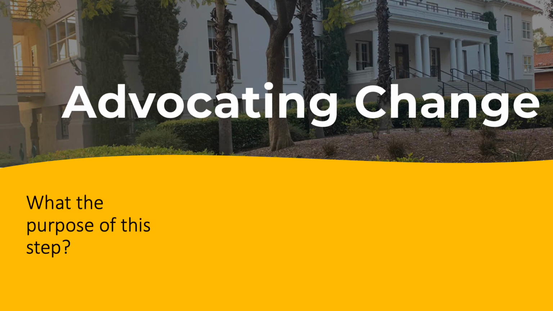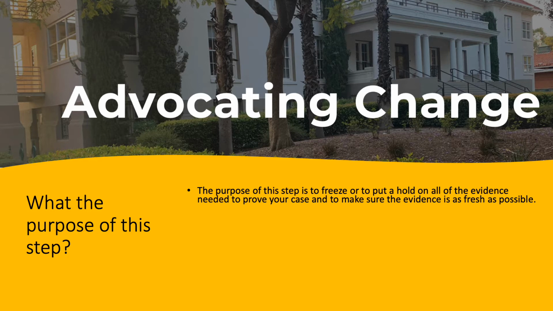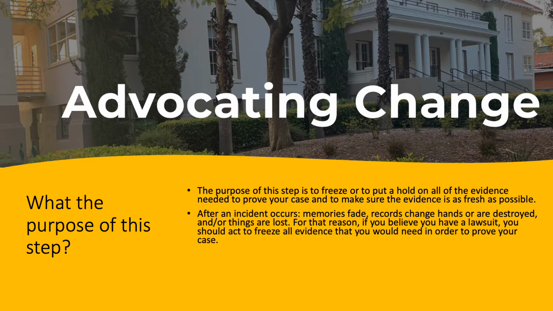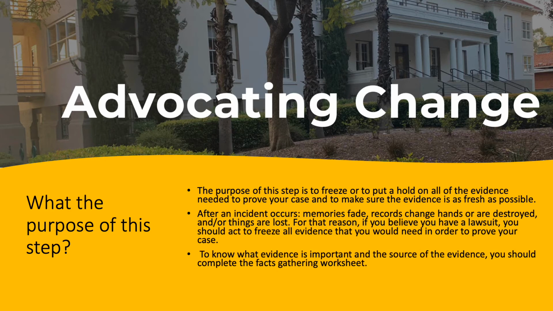What's the purpose of this step? The purpose of this step is to freeze, or put a hold on, all the evidence needed to prove your case, and to make sure the evidence is as fresh as possible. After an incident occurs, memories fade, records change hands or are destroyed, and things are lost. For that reason, if you believe you have a lawsuit, you should act to freeze all evidence that you would need in order to prove your case. To know what evidence is important and the source of the evidence, you should complete the fact gathering worksheet.